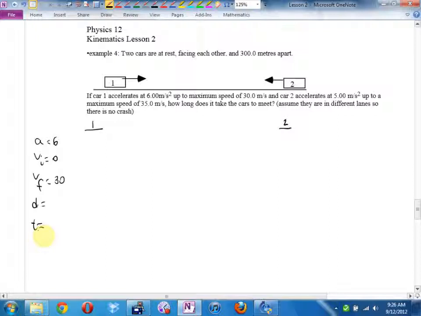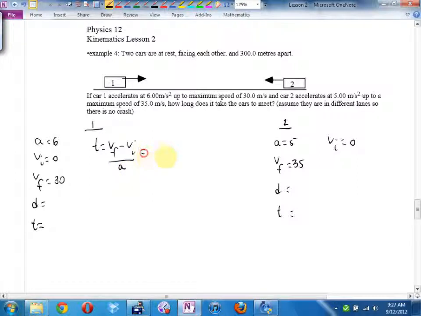Car 2 is A equals 5. V final equals 35. VI equals 0. And I want to know D, and I want to know T. Okay. I think for car 1, T is going to be easier to find than D. I think I'll find T first, and then once I have T, I'll use it to find D, because I'm pretty sure in car 1, T is going to be VF minus VI over A, yeah?